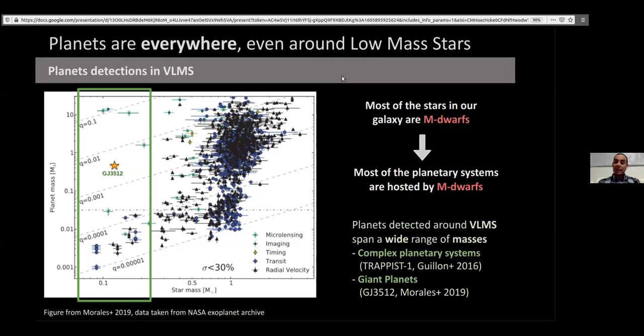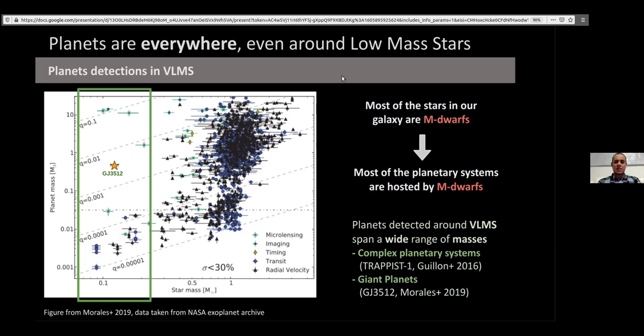Let's talk about planets. Nowadays, we know from missions like Kepler and other planet surveys that planets are almost everywhere. And we also know that most of the stars in the Milky Way are M dwarfs, which means that probably most of the planetary systems are hosted by M dwarfs. Up to now, we have detected some complex planetary systems like TRAPPIST-1. And we also have detected giant planets around M dwarfs like GJ 3512.